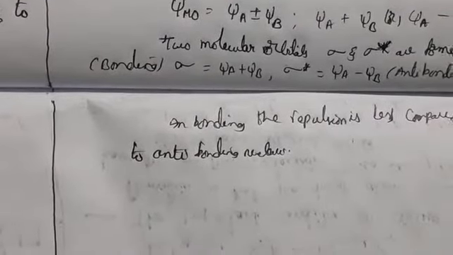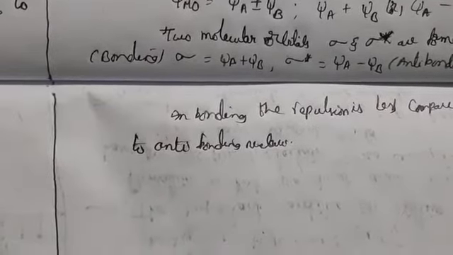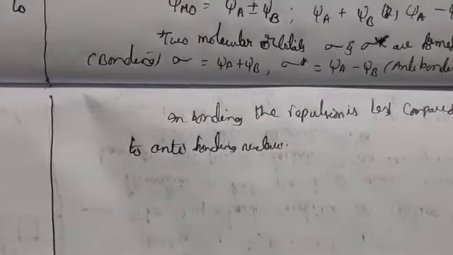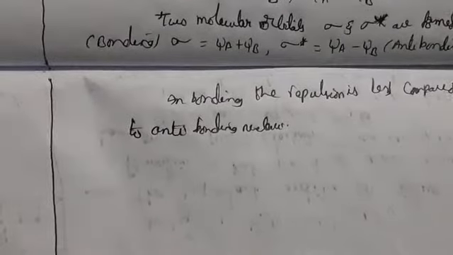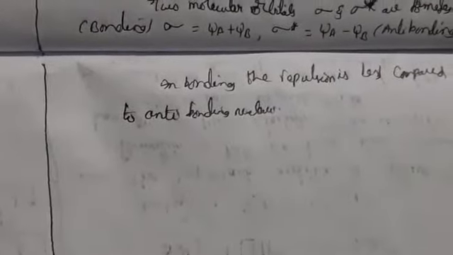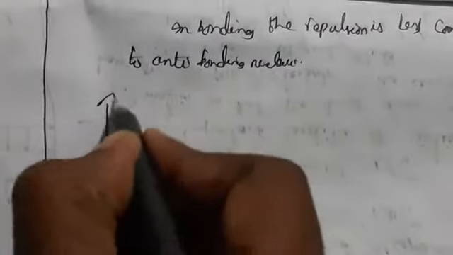Whenever atomic orbitals combine, the bonding molecular orbital always has lower energy than the atomic orbital, and it forms a molecular orbital. That's why, for anti-bonding, we have increased energy. So here we are taking energy.